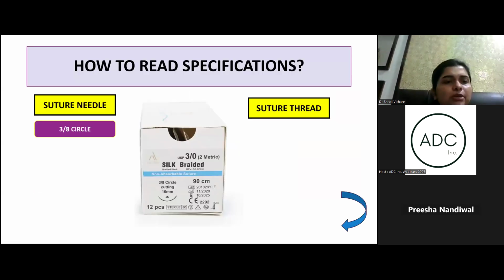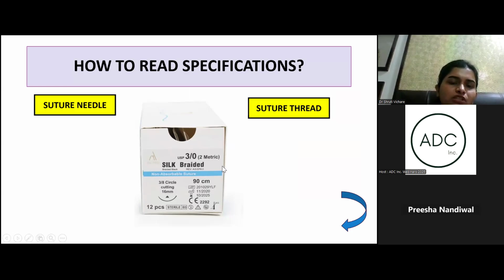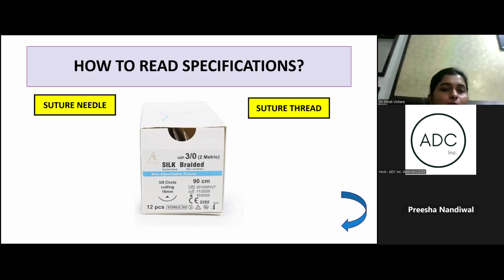Now, as I mentioned in the beginning, this is the box of suture that is given. There are certain specifications given on the suture packets and suture boxes, which you all should make a practice of reading. Since you are now well versed with all the terminology of the sutures, you should be in a position to read and understand the specification.